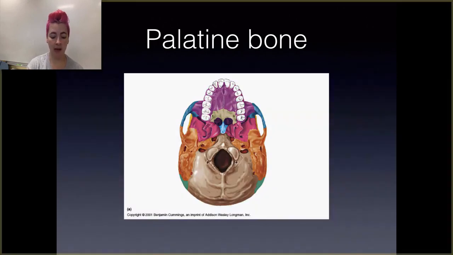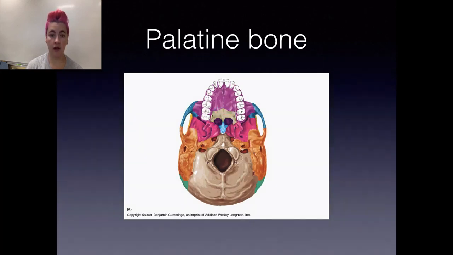Then we have the palatine bone. The palatine bone connects up with the palatine process of the maxilla. This makes up the back portion of the roof of your mouth. So it'd be here, that green bone.